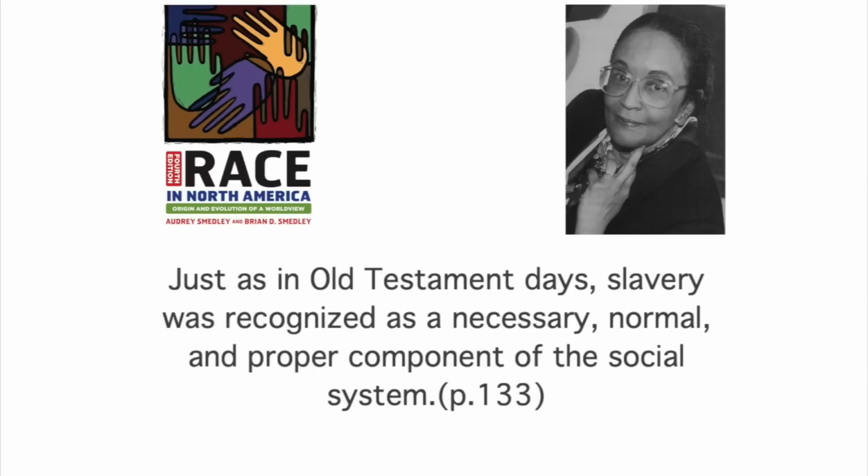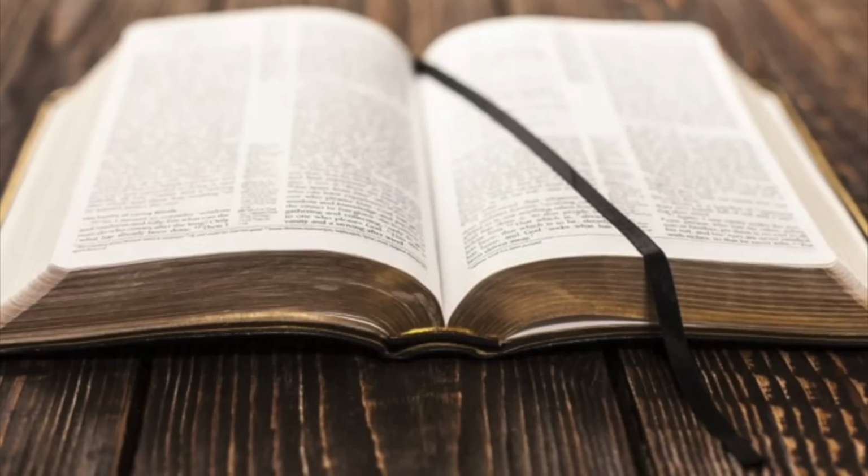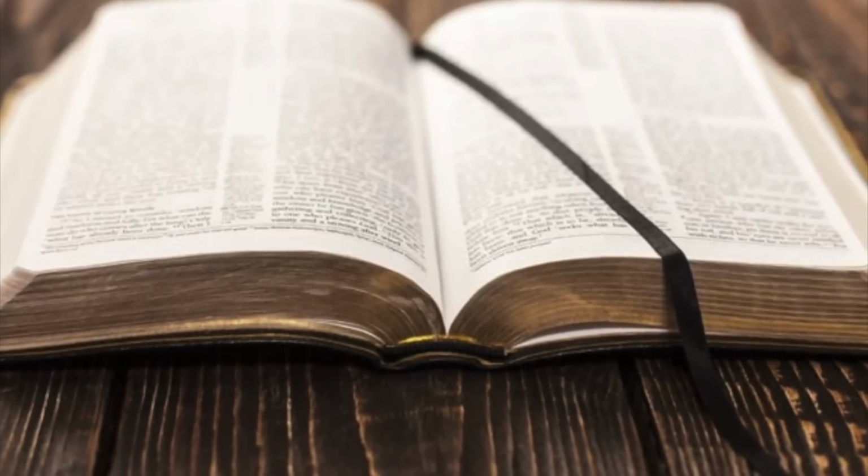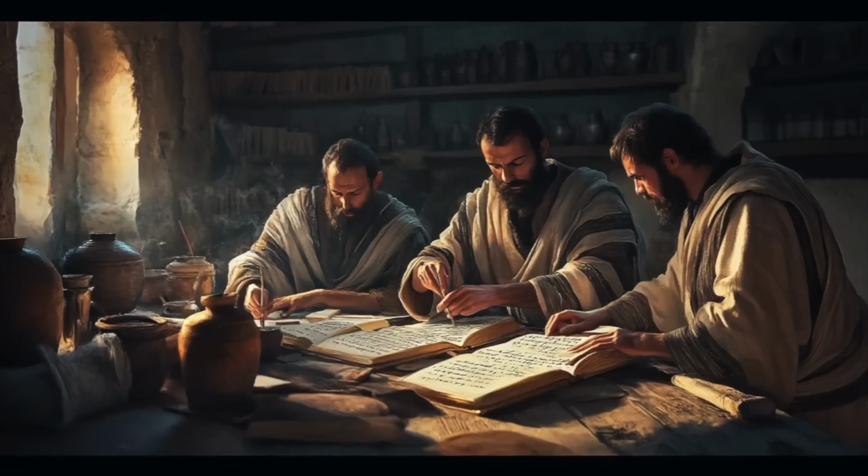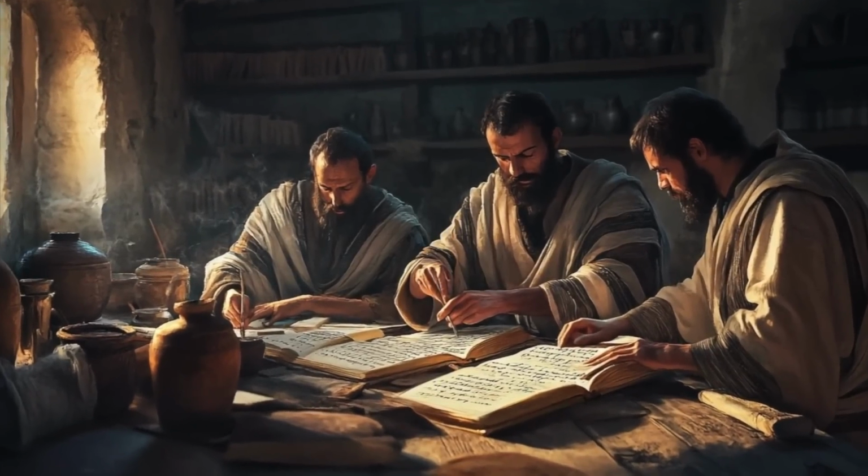Just as in the Old Testament days, slavery was recognized as a necessary, normal, and proper component of the social system. And when you study the Bible, you can't help but notice how much they talk about slavery and bondage. In fact, the prophet Isaiah, or more specifically, the people writing in the name of Isaiah, talk about God setting up the Israelites in their own land, right? And the Israelites taking possession of the nations and keeping them as servants and handmaids. And that's in Isaiah chapter 14.